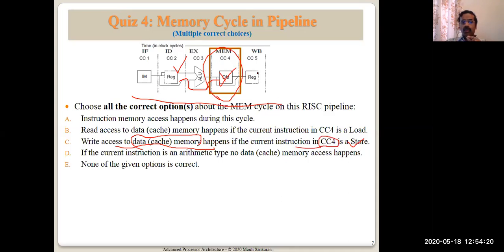instruction in CC4 is a store instruction. So B is correct, C is correct. Okay, let me see whether any other things are correct.